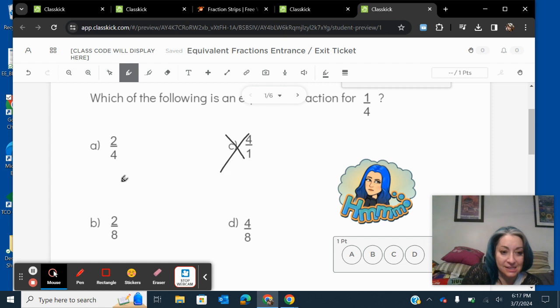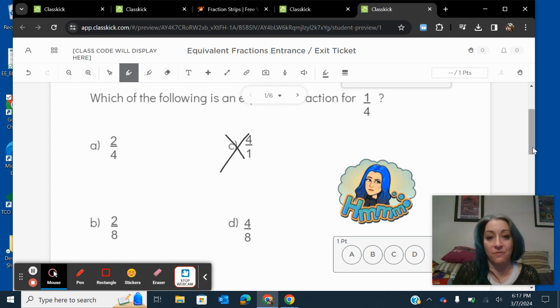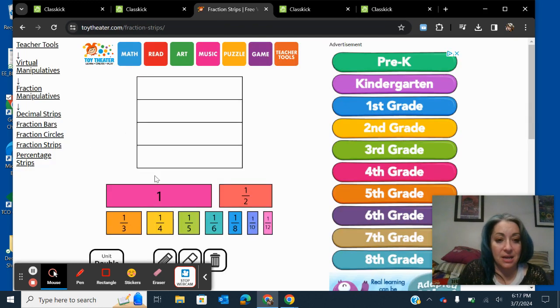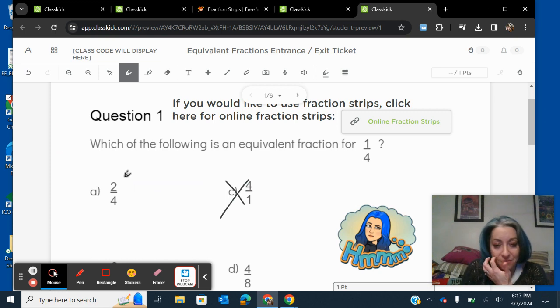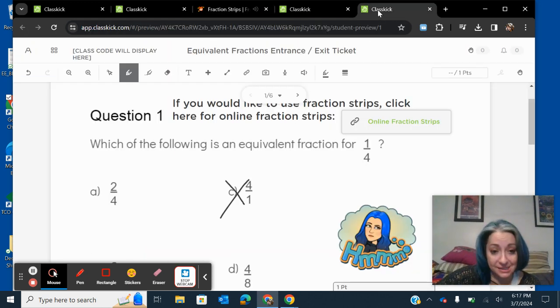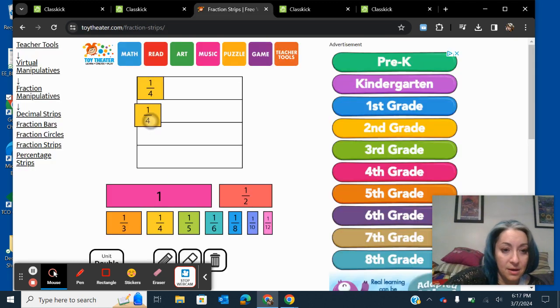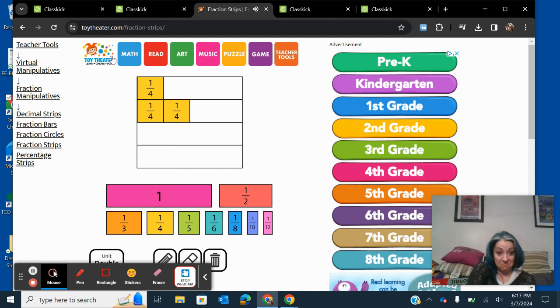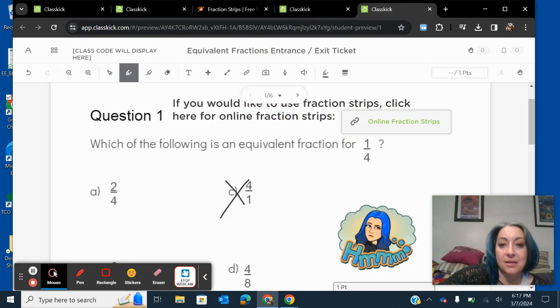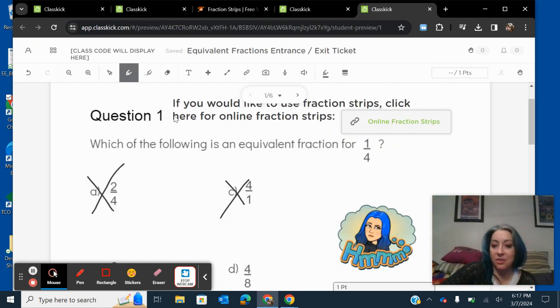Okay, so now I need to look to see which of these is going to be equivalent to 1/4. For this one, I'm going to go ahead and use my online fraction strips so I can show you. Which of the following is equivalent to 1/4? Well, I have a feeling it's not going to be this one because 2/4 would look a little different. So let's see. Here's 1/4. Is 2/4 the same size as 1/4? You can see. Are these the same size? Nope, definitely not. So I'm going to go back. It is not 2/4.